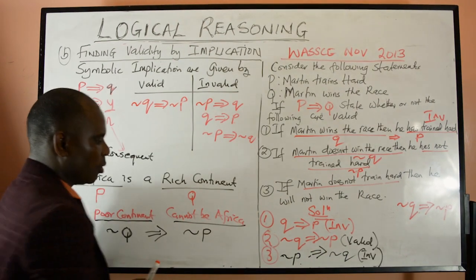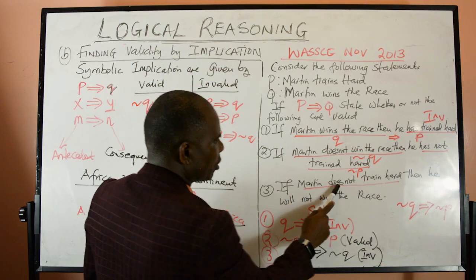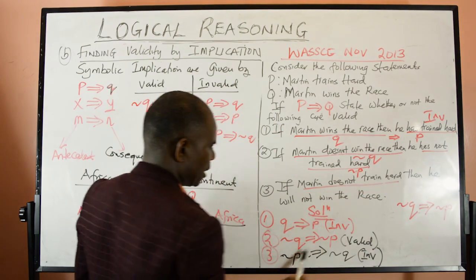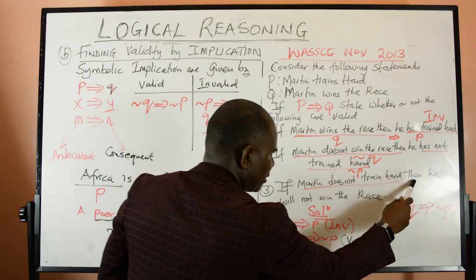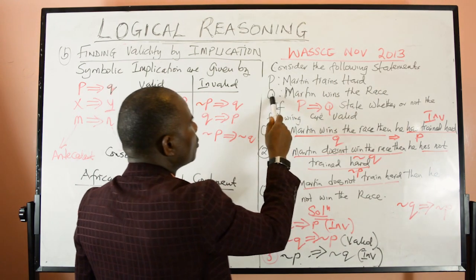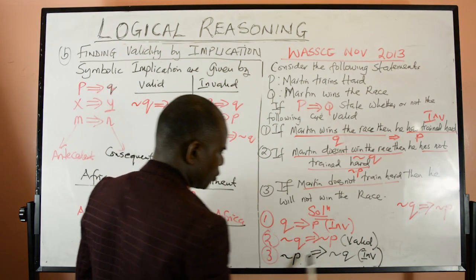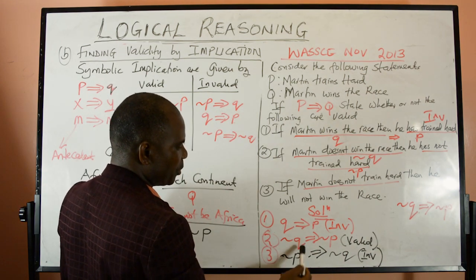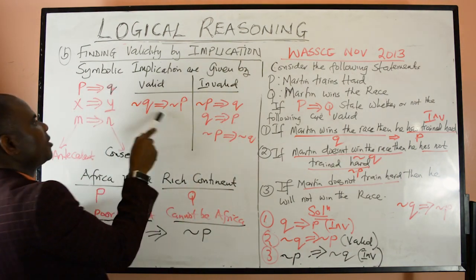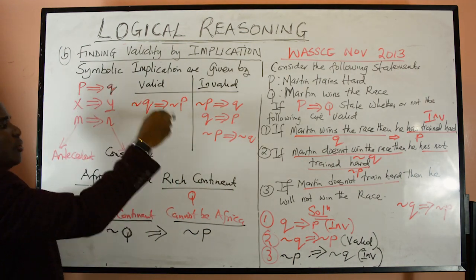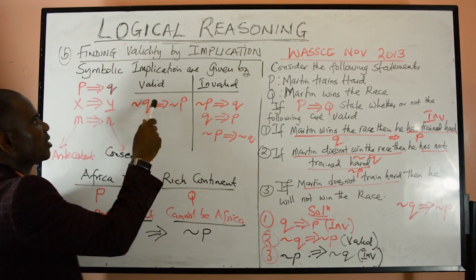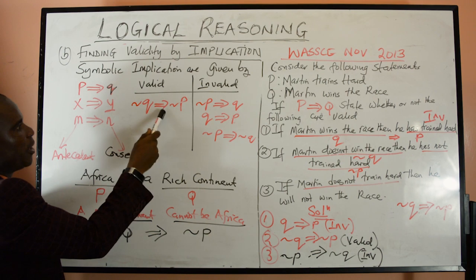And we come to the last one, which says Martin does not train hard. Train hard is P. So does not train hard is negate P, implies he will not win the race. Win the race is Q. Will not win the race is negate Q. So this is negate P implies negate Q, which is also an invalid assertion because it is not this. It is only valid when you have negate Q implies negate P.